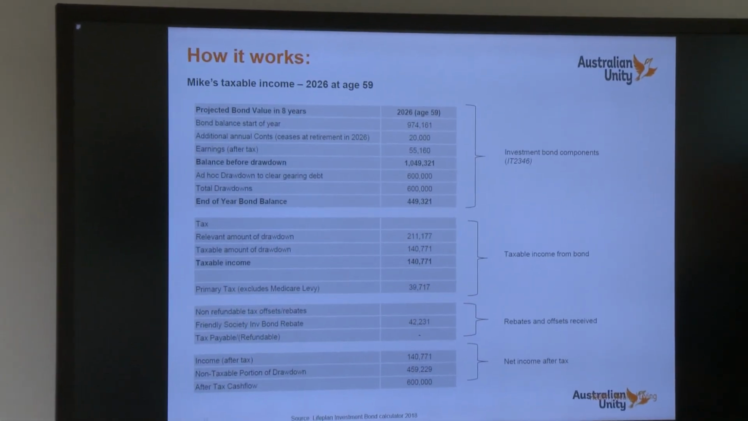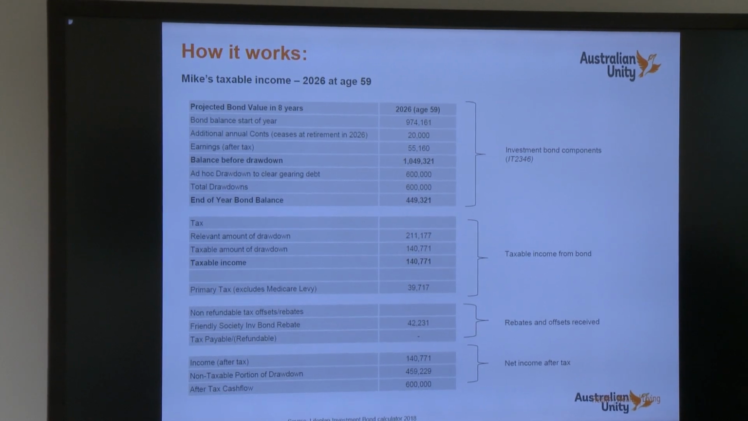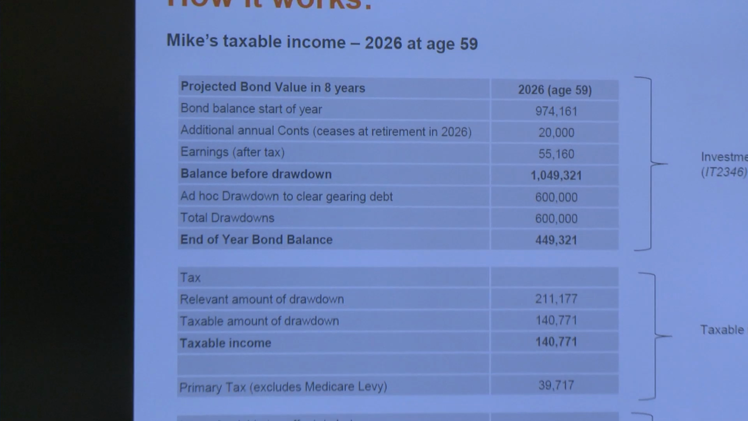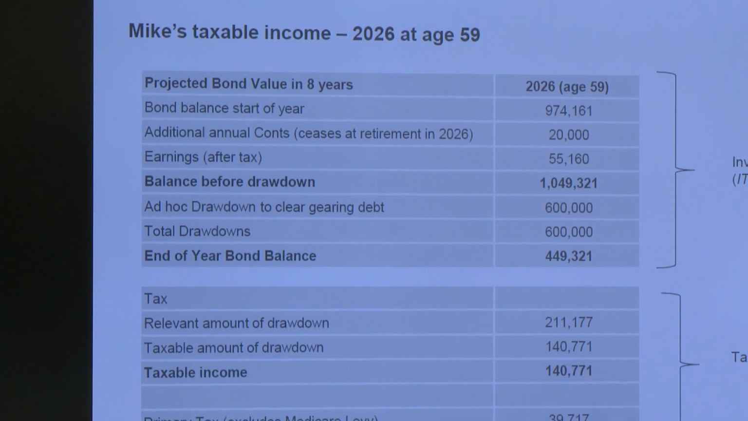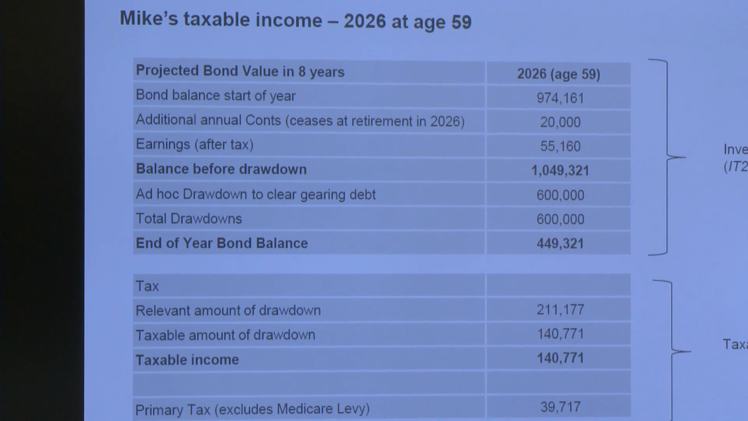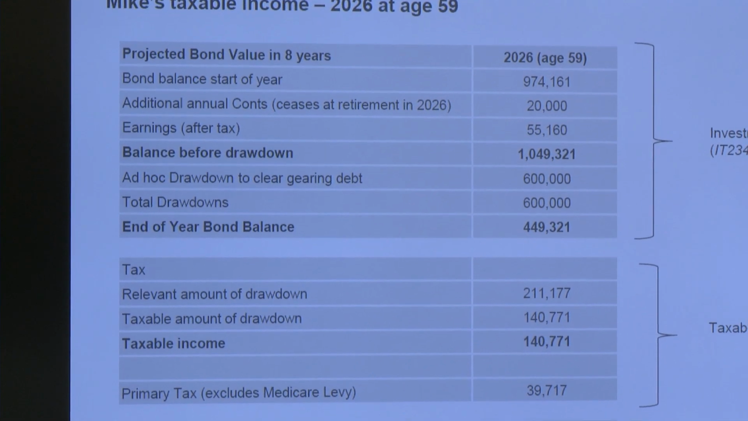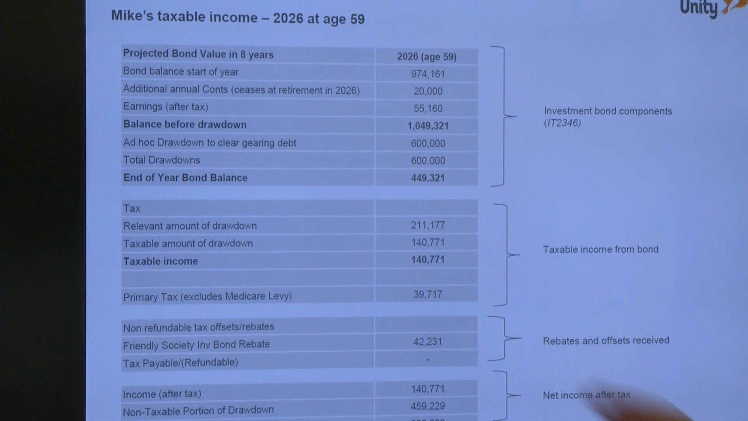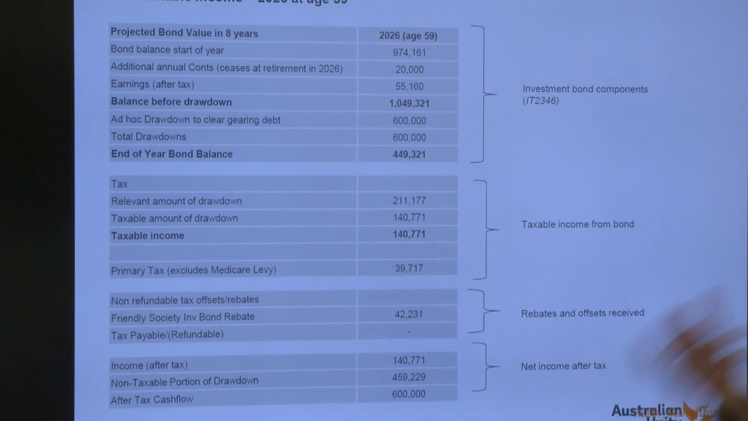So what does it look like when we fast forward to 2026 at age 59? The bond has now grown to about $1 million. He draws out his $600,000 and his balance at the end of that year is $449,000. Now, given that he hasn't been in the bond for 10 years, he's got a taxable component of $211,000. But because he's getting closer to the 10-year period, he gets a discount on that. So the taxable amount is only $140,000. How good would it be to have only a taxable income of $140,000? Tax on that's around $39,000, but when we add the bond offset of 30%, you can see that that will wipe out his tax.